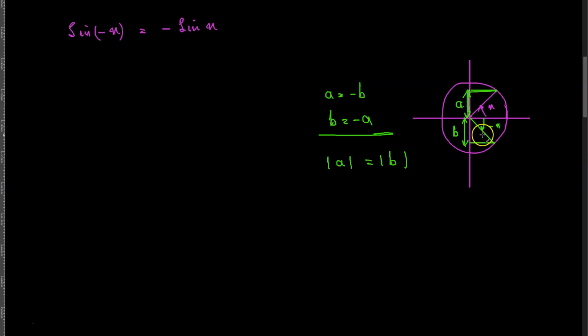So the sine of negative x is equal to b, and sine of x is equal to a, so that's negative a. Or you can say that sine of negative x is equal to negative sine x, right? So that is about the sine of negative x is equal to negative sine x.